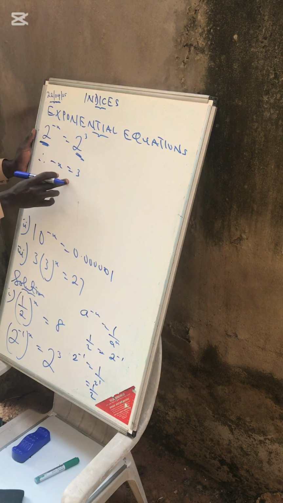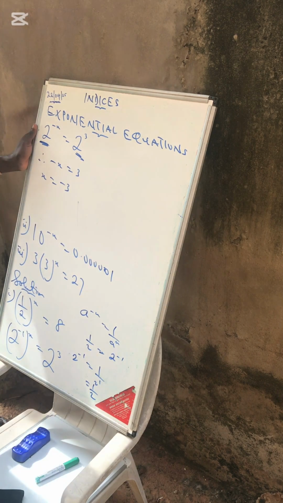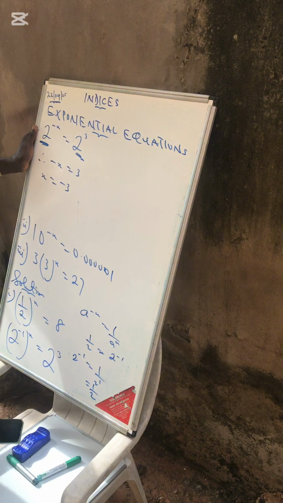You multiply both sides by minus 1. That means x is equal to what? Minus 3. Right. Write that quickly.